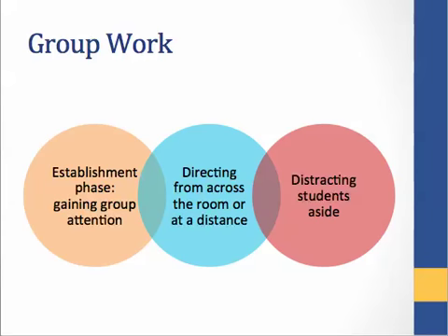Then we have, finally, directing from across the room or at a distance. So particularly in group work, we might be directing from across the room. And so if a student is beckoning across the room, we need to communicate expectations. For example, during group work, two girls are unsettled and the teacher might say, "Bryony and Jess, I'd like to see you over here in a moment."